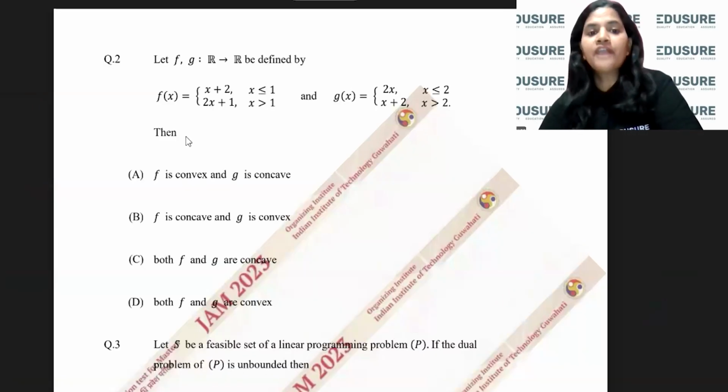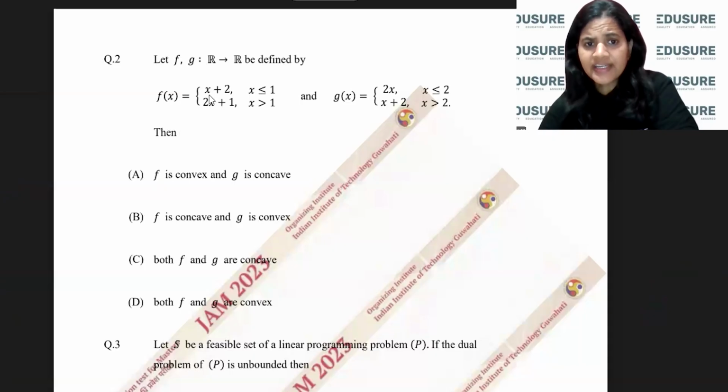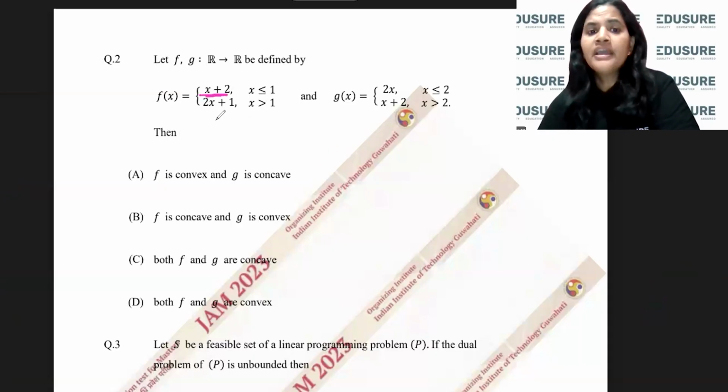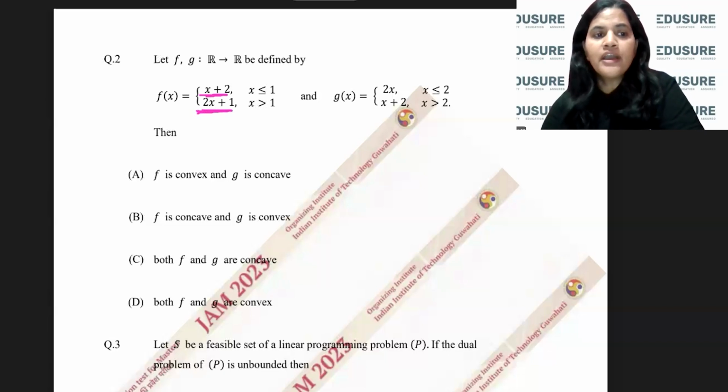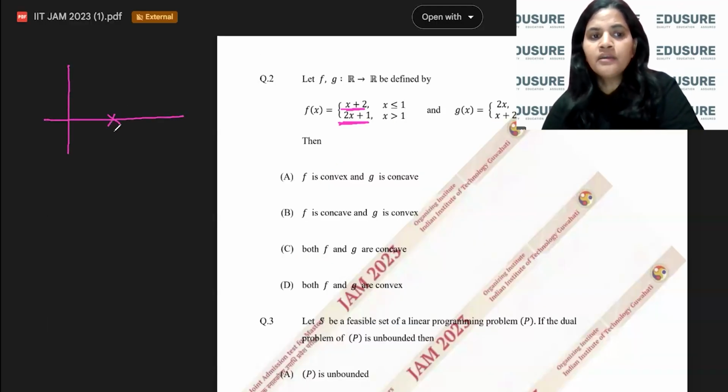Let f and g are defined by these two. So you can see that my f is a function. So it is representing a linear function when x is less than or equal to 1. It is again representing a linear function when x is greater than 1. ठीक है, so x less than 1 पे this is my 1. Okay, so at x equals to 1 my functional value will be 3 because x equals to 1 is here, so 1 plus 2 is 3, so my value will be here, so this is my point. Okay, and at x equals to 0 my value will be 2, so my line will be like this. So if you look at this, y equals to x plus 2, the slope of this line is 1.